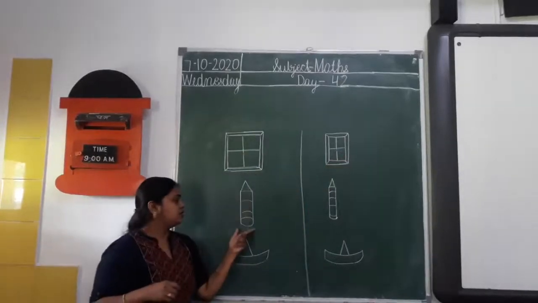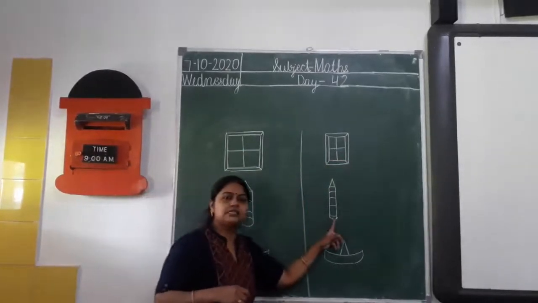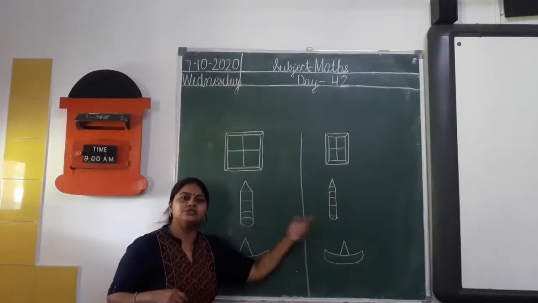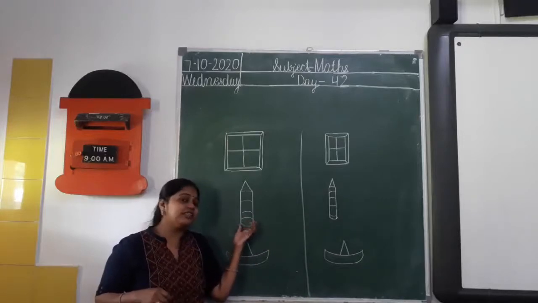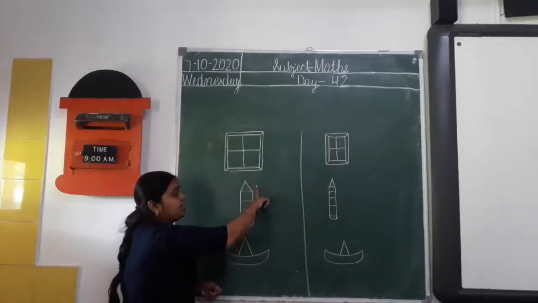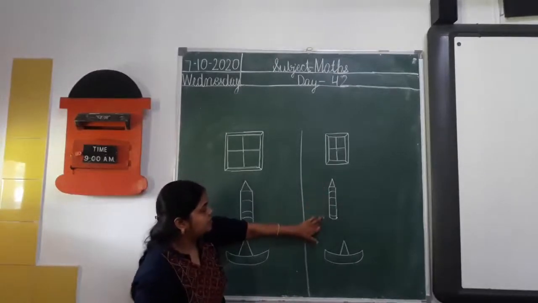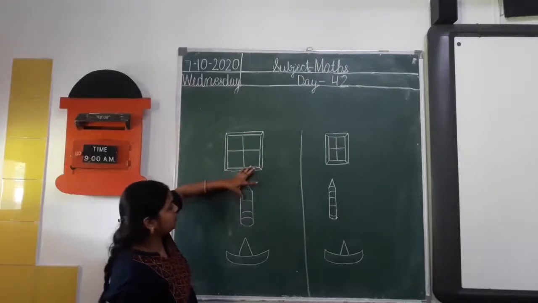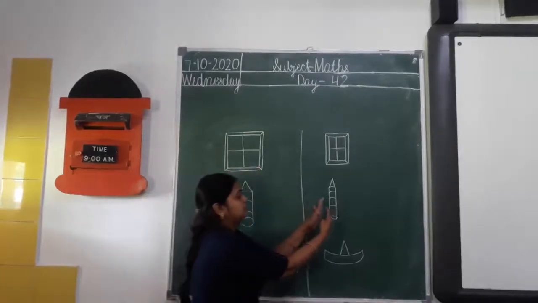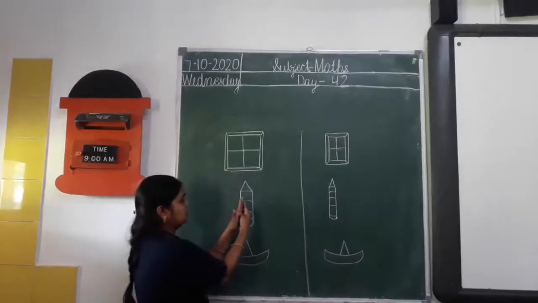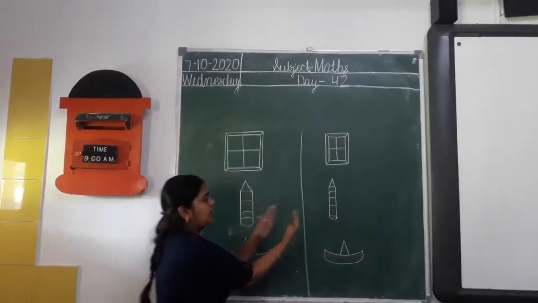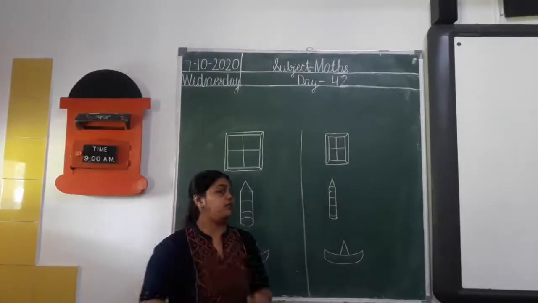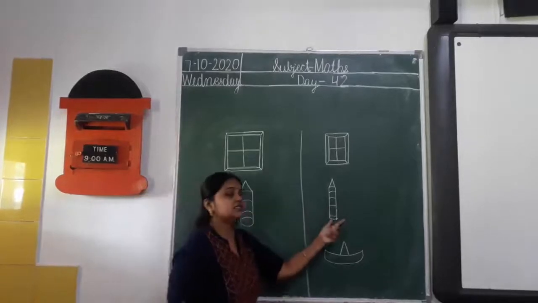Now see the crayon. This is one crayon, and this is another crayon. Now we will do the comparison between these two crayons. Again check the size. In height both are the same, but in width, check the width. This is wide and this is narrow.